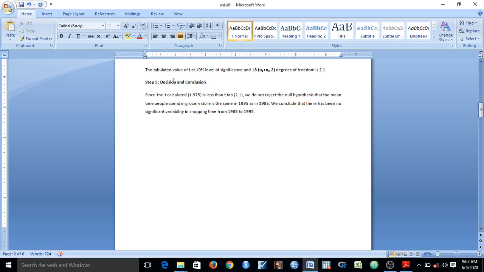We can see here that the t calculated is 1.975, which is less than the t tabulated, which is 2.1. That means we do not reject the null hypothesis. And what did the null hypothesis state? It said that the mean time people spend in the grocery store is the same in 1995 as in 1985. Which means that there is no difference in time people spend in grocery store. Then we conclude that there has been no significant variability in shopping time from 1985 to 1995.